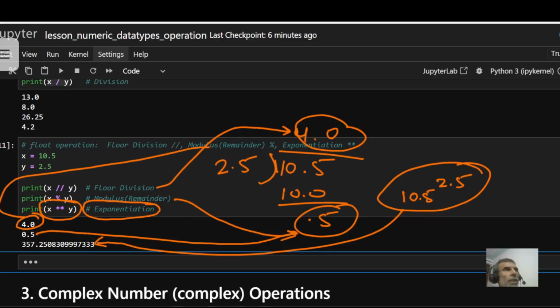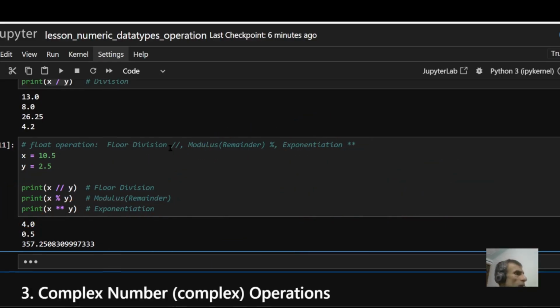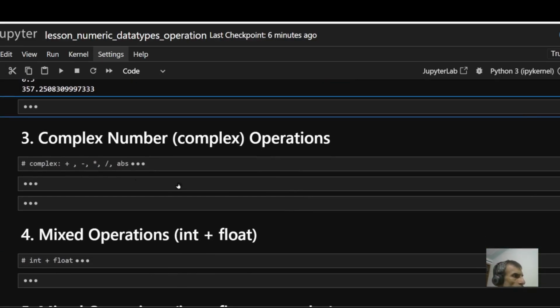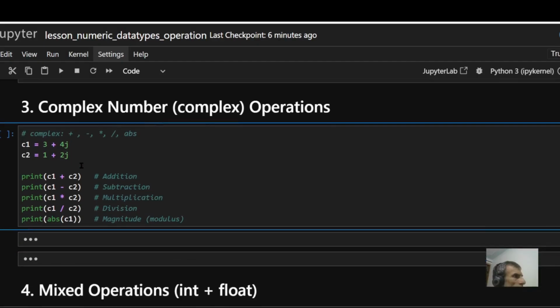Okay, then you can do complex number operations too. For example, addition, subtraction, multiplication, division, and absolute value. This is a special operation that's specifically for your complex numbers. So if you come over here, let's say my complex number c1 is 3 plus 4j, and c2 is 1 plus 2j.